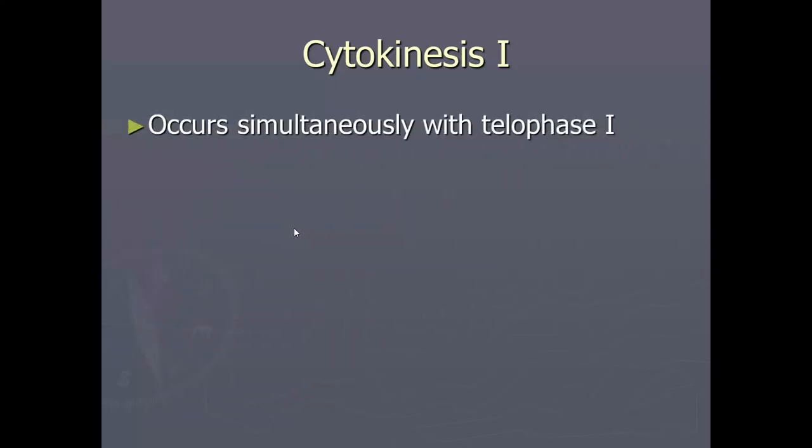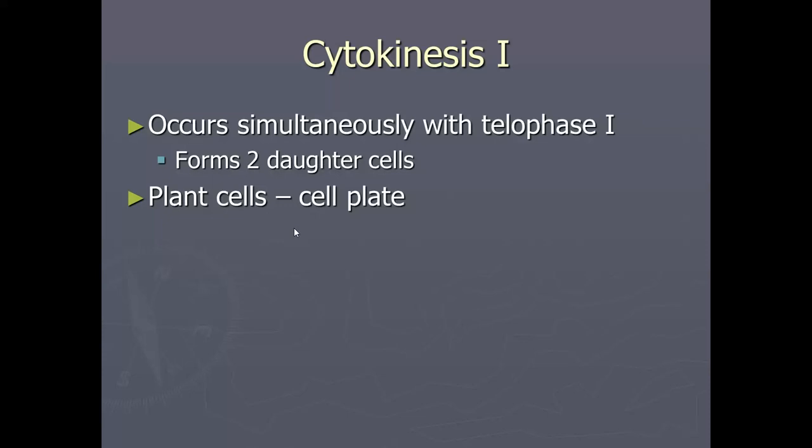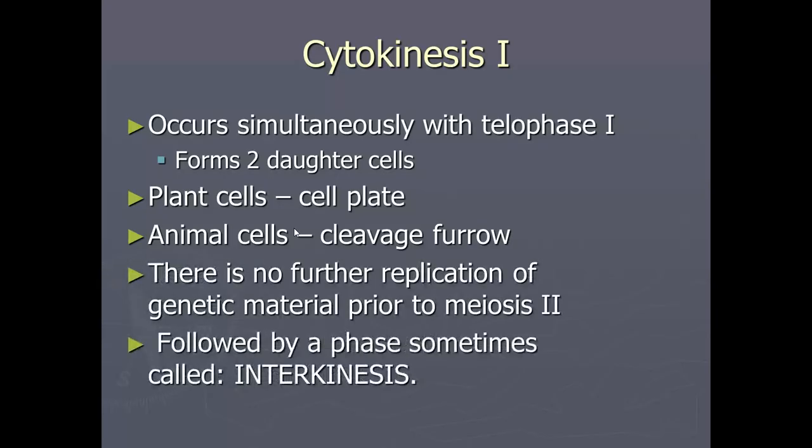Cytokinesis occurs simultaneously with telophase. Two daughter cells: in a plant cell, a cell plate; in an animal cell, a cleavage furrow. However, these cells at the end of cytokinesis 1 are not sex cells. They enter a short period of interkinesis, followed by meiosis 2.